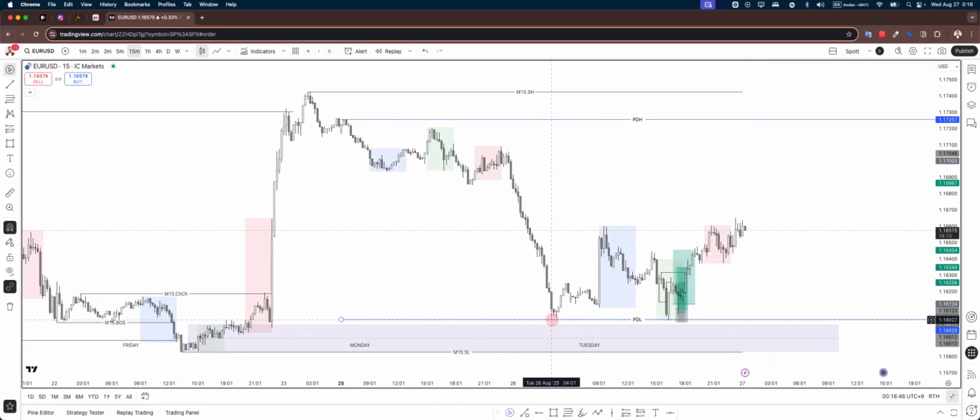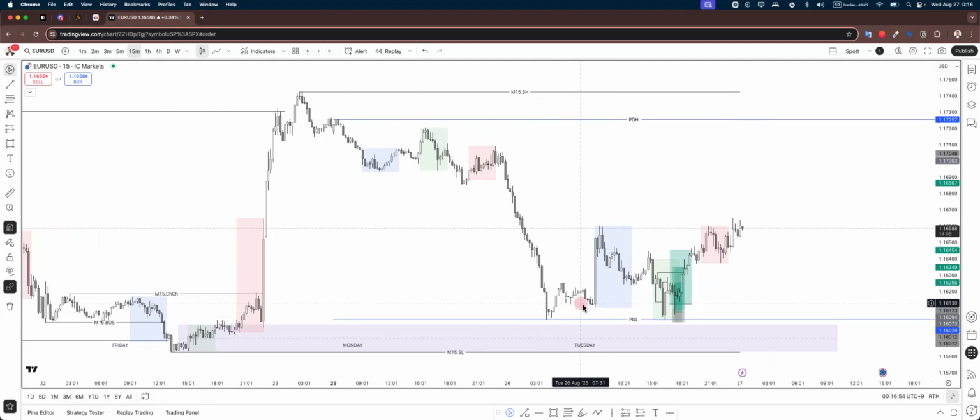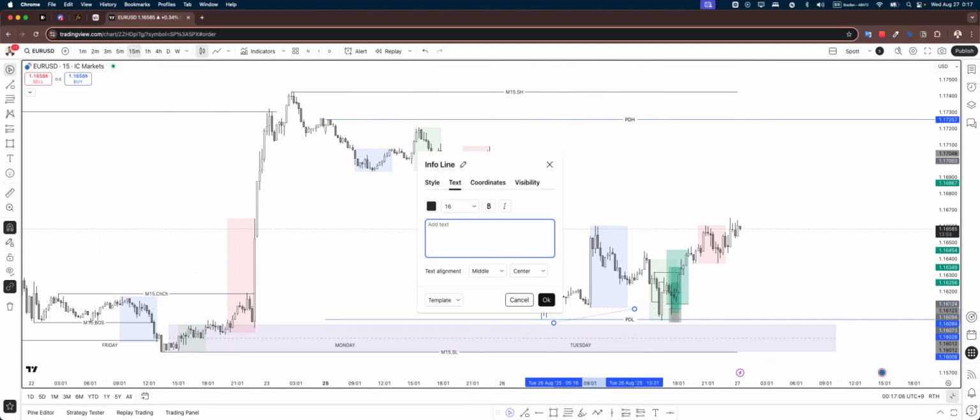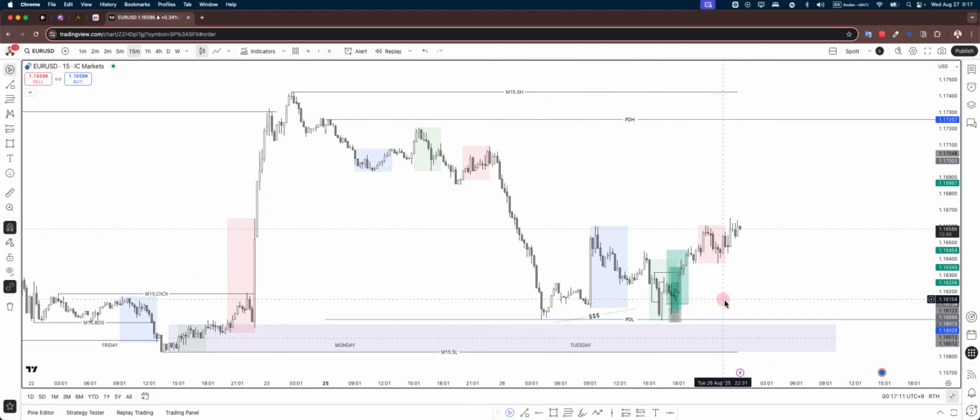This mitigation in this area that I just mentioned happened out of the session. That's why I couldn't trade. But then the London session started up in here, and all I wanted to see was a mitigation down here where we had stuck liquidity.